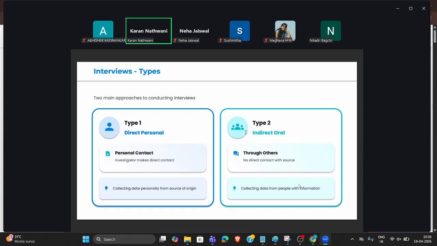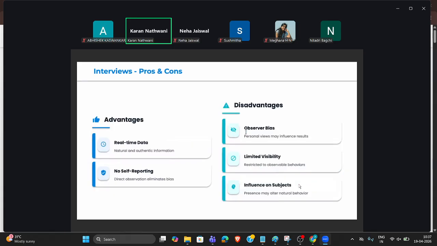For example, have you seen some movies where they record the intercepts of a terrorist, and they get to know the information from there? Though they are not directly involved, their intercepts have already been recorded. This is not direct contact, but still you can record them and identify the information from there. Yes, this is the indirect oral information, which is type 2. Any doubts or questions so far?